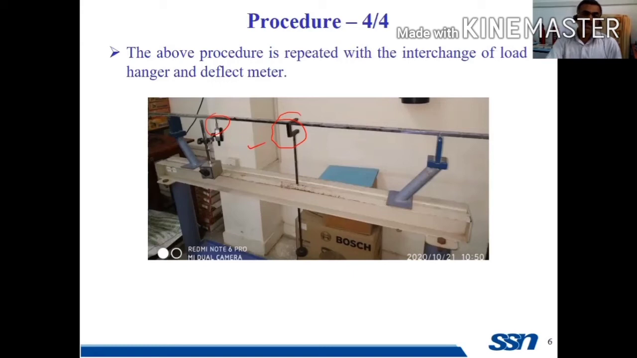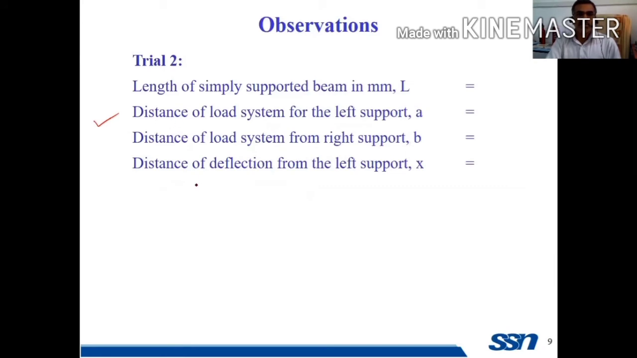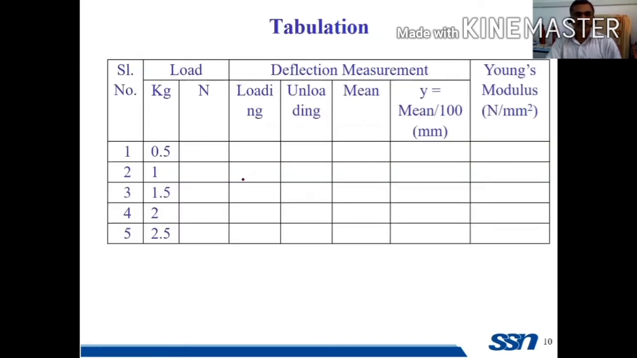So you can check: if you apply the load here and find the deflection at this point, and similarly apply the load there and find the deflection here, both must be the same. That is Maxwell's reciprocal theorem, which you have already studied in theory. Observations, tabulation again for trial 2. For each load, take the deflection during loading, during unloading, the mean, and divide by 100. Then find the Young's modulus.